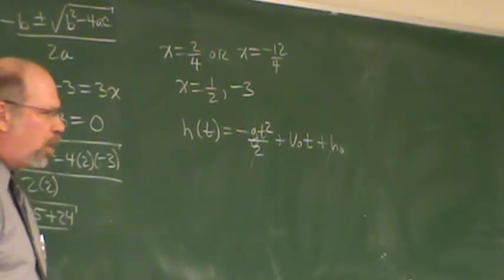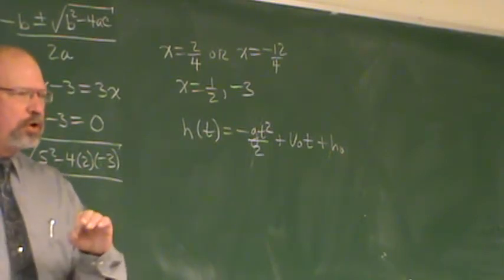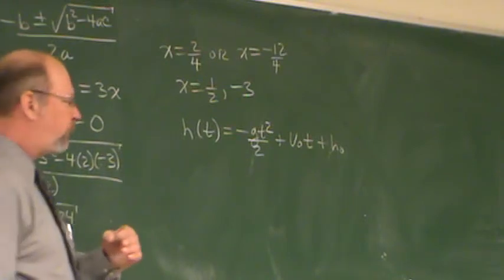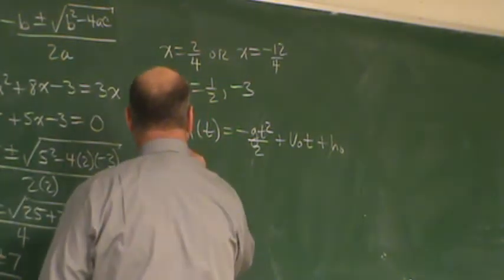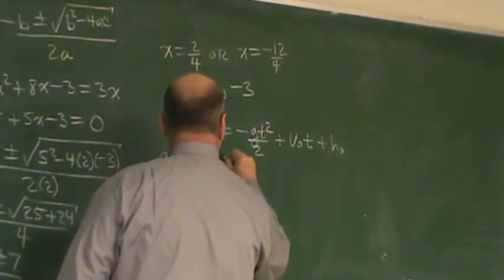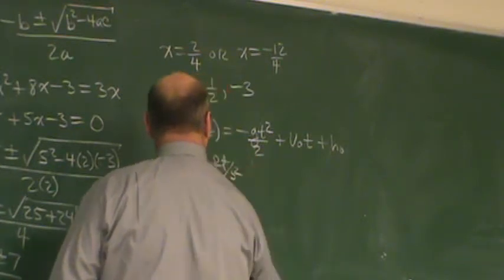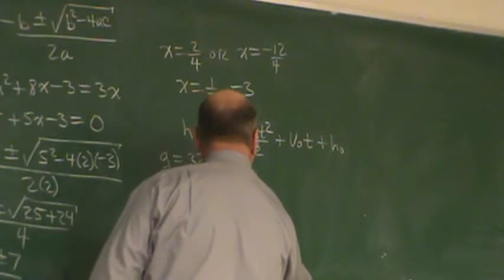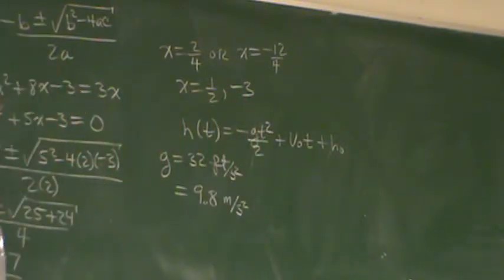Okay? G is the force due to gravity. For most of our problems in this course, the force due to gravity at or near the surface of the earth is 32 feet per second squared, or 9.8 meters per second squared. Okay? That does vary a little bit.